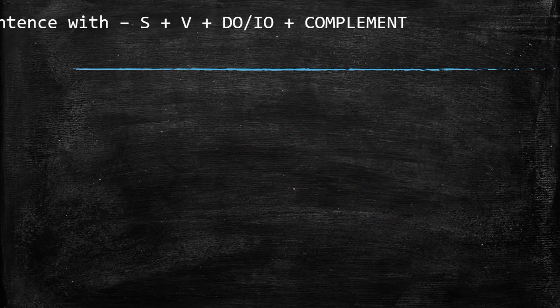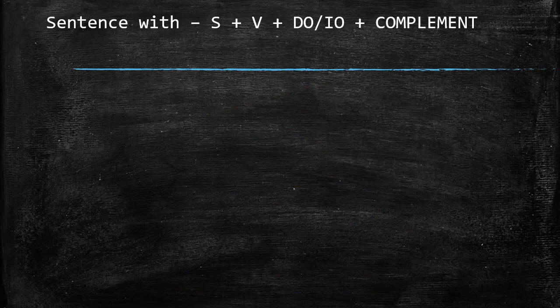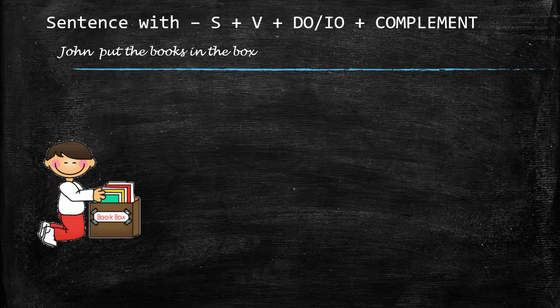Okay, then we continue to another one. It is a sentence with subject, verb, direct object or indirect object, and complement, or keterangan in Indonesian. Okay, we have here John put the books in the box.